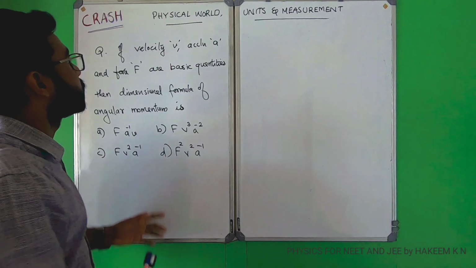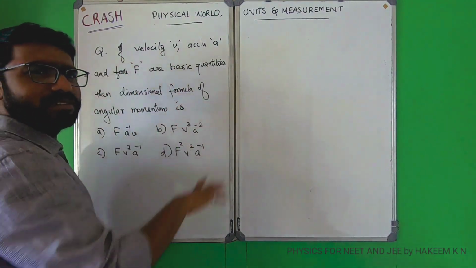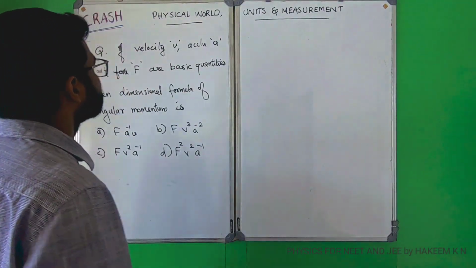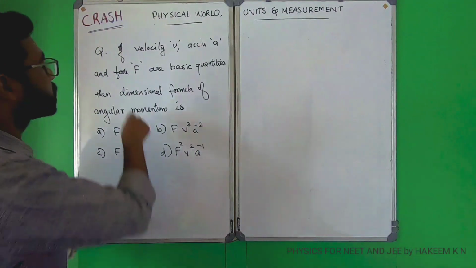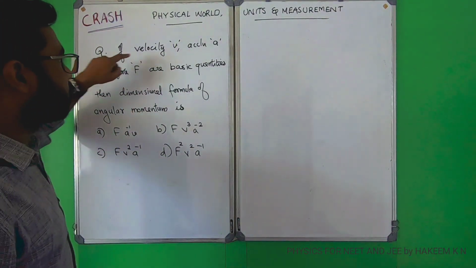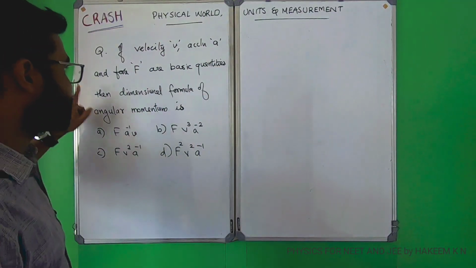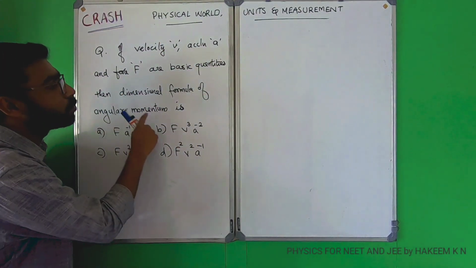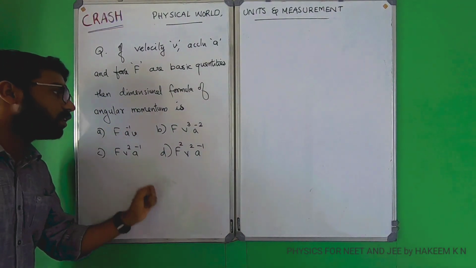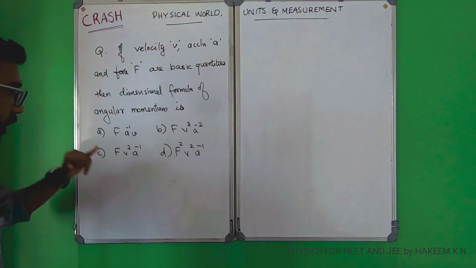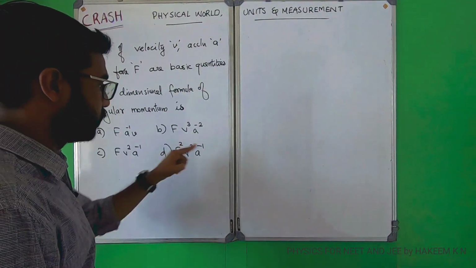Next application of dimensional analysis: how to derive relation between physical quantities. I am discussing that theory and explaining that concept using a question. Here is the question: if velocity v, acceleration a and force F are basic quantities, then the dimensional formula of angular momentum is. Options are: F a^-1 v, F v^3 a^-2, F v^2 a^-1, F^2 v^2 a^-1.